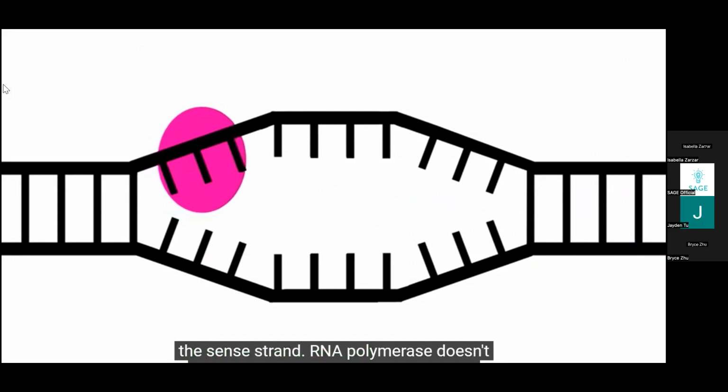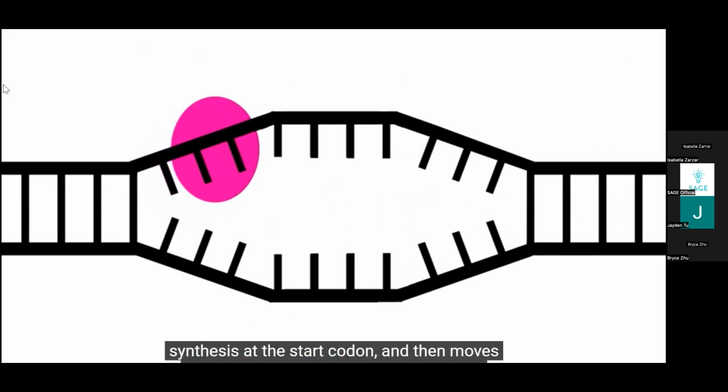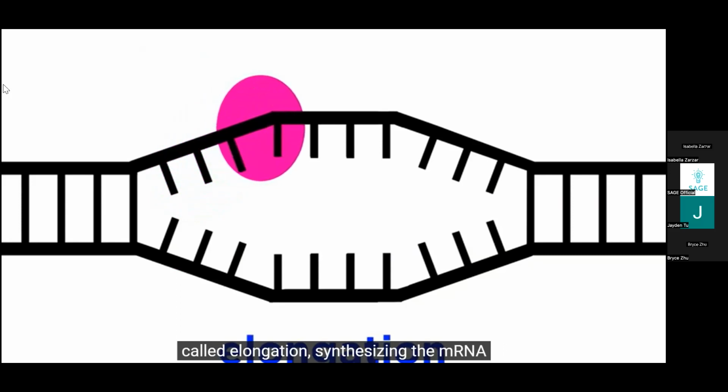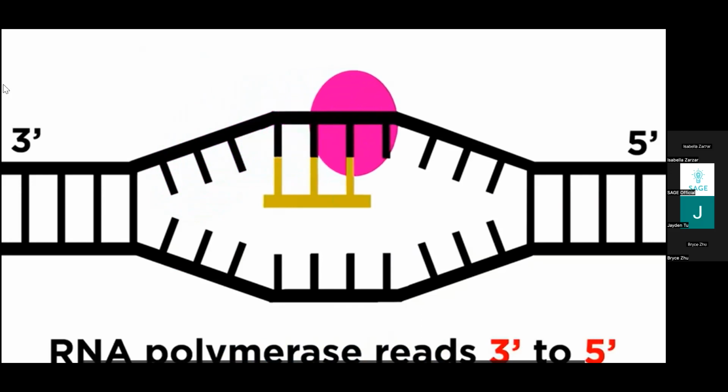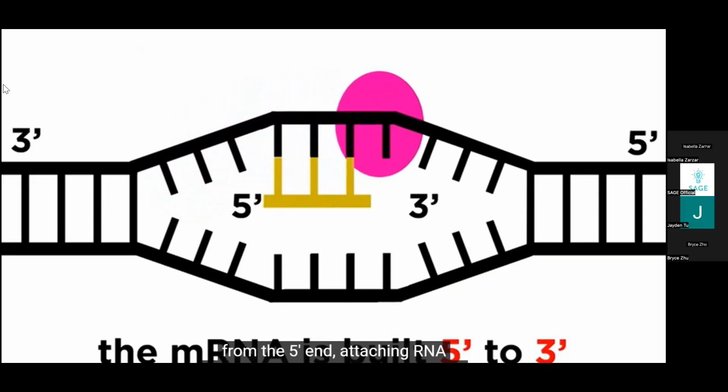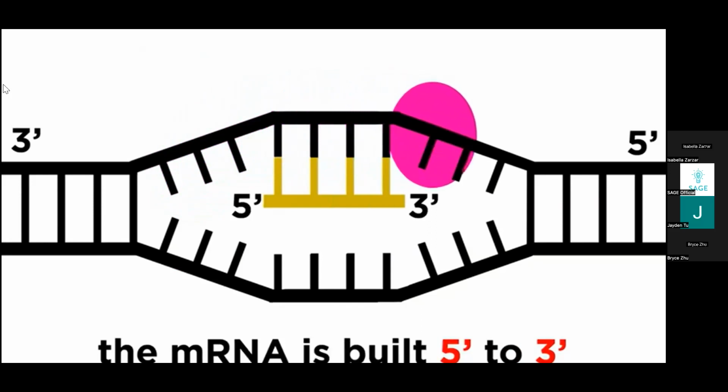RNA polymerase doesn't need a primer. It simply initiates mRNA synthesis at the start point and then moves downstream along the gene in a process called elongation, synthesizing the mRNA as it goes, reading the antisense strand from 3' to 5' and generating the mRNA from the 5' end, attaching RNA nucleotides to the 3' end as it goes.